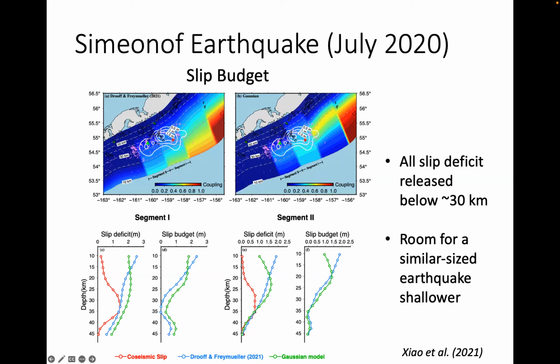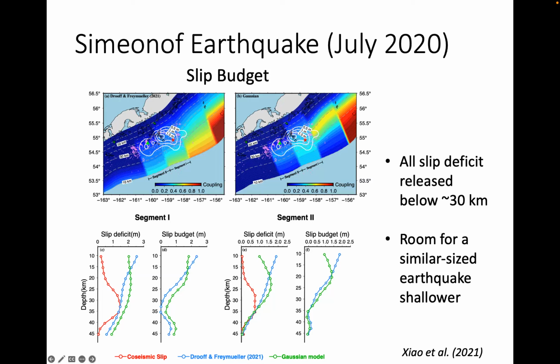We've also tried to look at slip budget as a function of not just along strike, but also along dip. This is the same figures that you see here on the bottom, though. The red curve is the slip as a function of depth in each of the two rupture segments. The red curve is the slip in the earthquake. The blue and the green are the two different interseismic models. They look a lot less different when you plot them this way than they do when you colorize them up on the top.